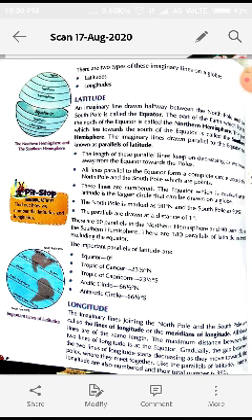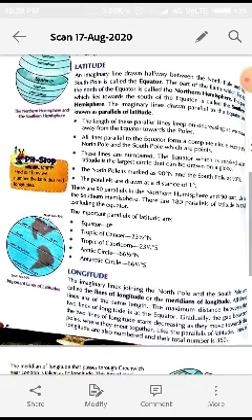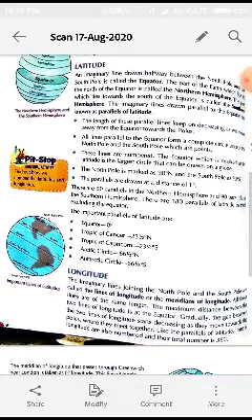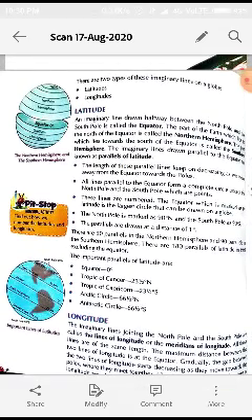These lines are numbered. The equator, which is marked as 0 degree latitude, is the largest circle that can be drawn on a globe. The North Pole is marked as 90 degree north. You can see the North Pole is marked, and in this diagram you can't see it, but you can draw the South Pole also, that is at 90 degree south.